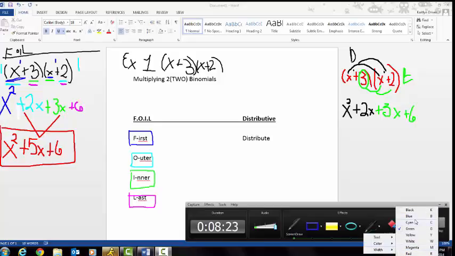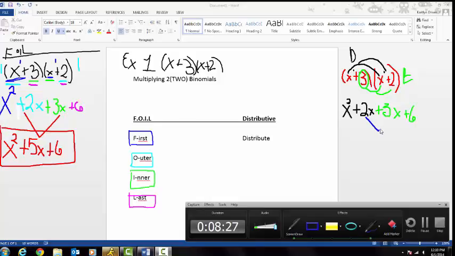Now, we are going to solve the equation. Okay? 2x plus 3x are our like terms. So we're going to finish writing these since these aren't our like terms. Okay? 2x plus 3x is positive 5x.